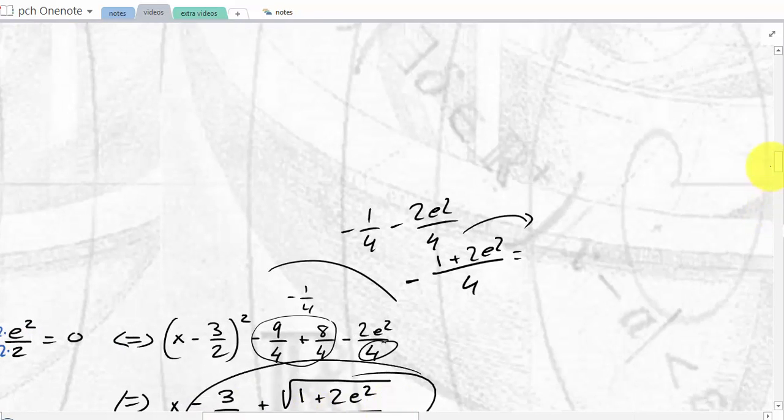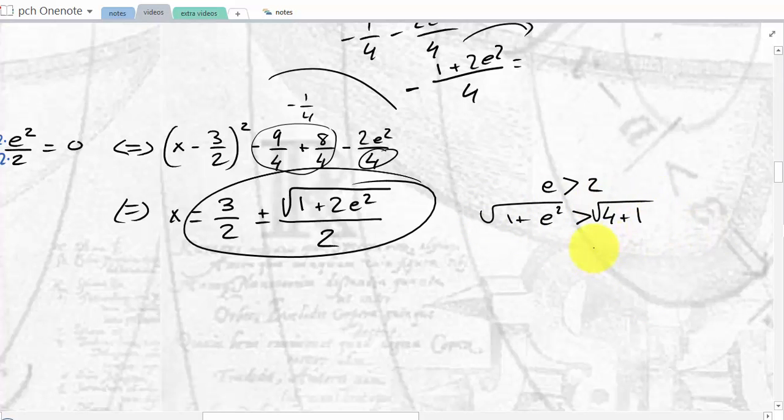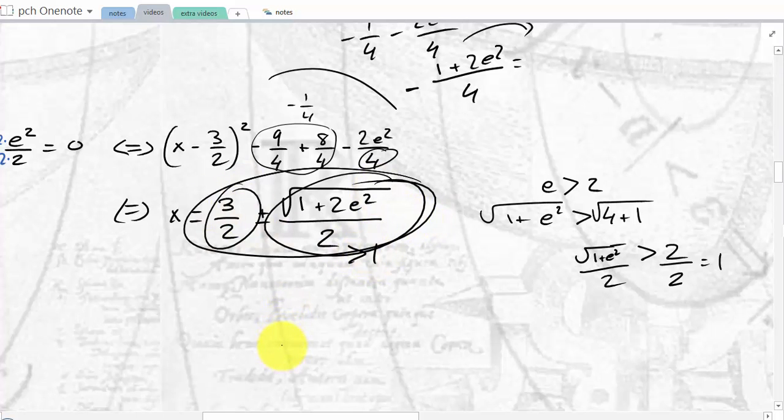Let's look at this right there. What do we have? Are these above 2? Alright, so e is above 2, so e squared is above 4, so e squared plus 1 is above 5. Square root of e squared plus 1, what is the square root of 5? Well, square root of 5 is above 2, okay? Square root of 1 plus e squared is going to be above 2, and you divide by 2, so that's going to be above 1, alright? So this is above 1, and you add that to, ooh, there's a minus there.